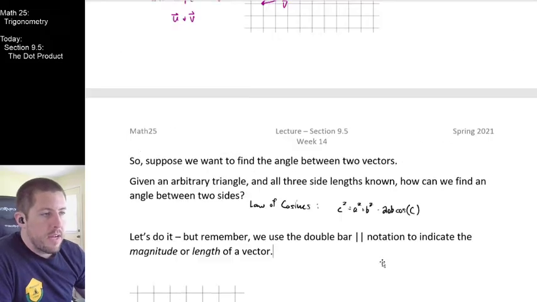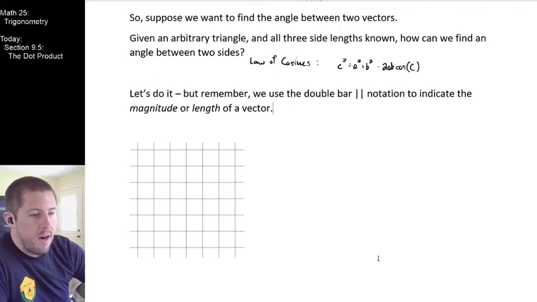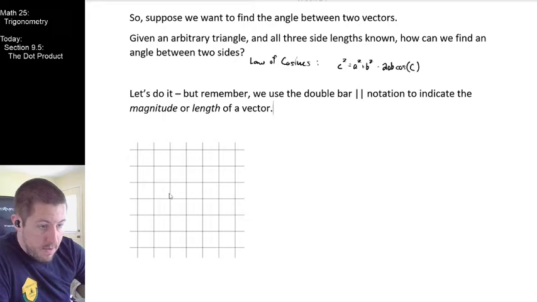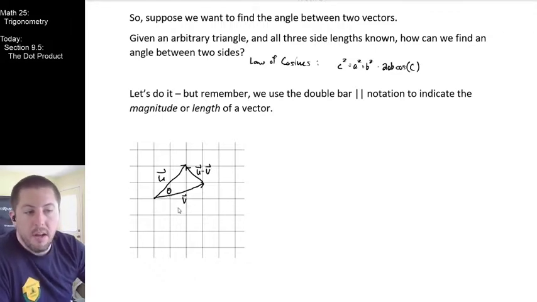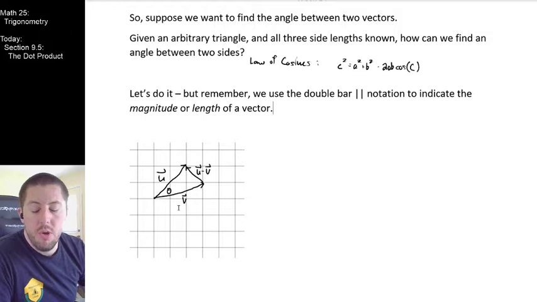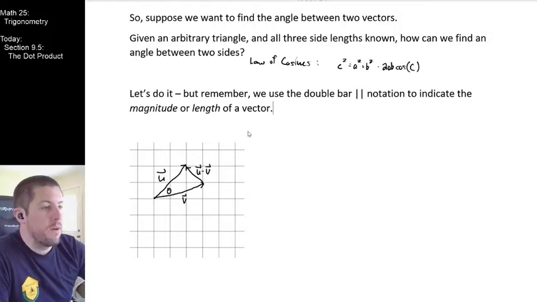So let's go ahead and redraw our picture here with our u and our v and our u minus v. That's the guy that we drew for u. This is the guy that we drew for v. This is what we drew for u minus v. And this is our angle of interest. It's the angle between u and v that we are on a hunt for.